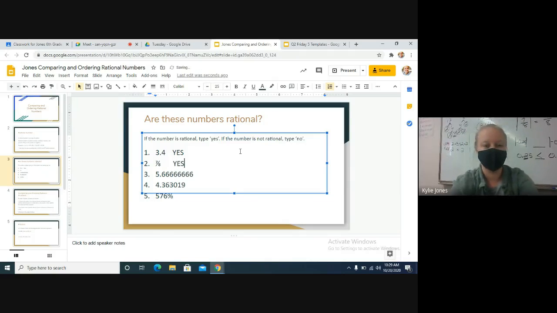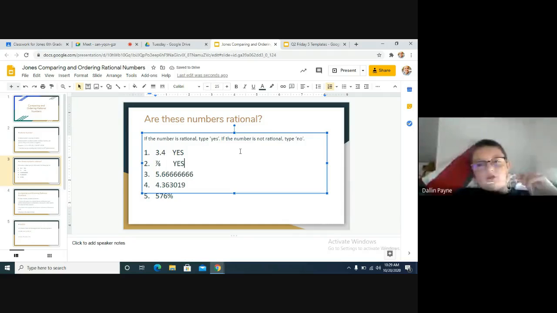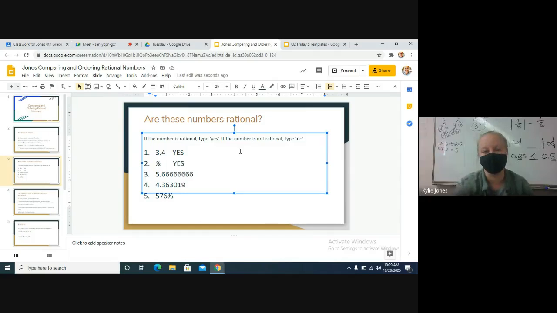The people in class are saying yes, it is, and they are correct. It's a fraction. Any fraction is rational. Can we do like a Y for yes and an N for no? Yeah, that's fine.